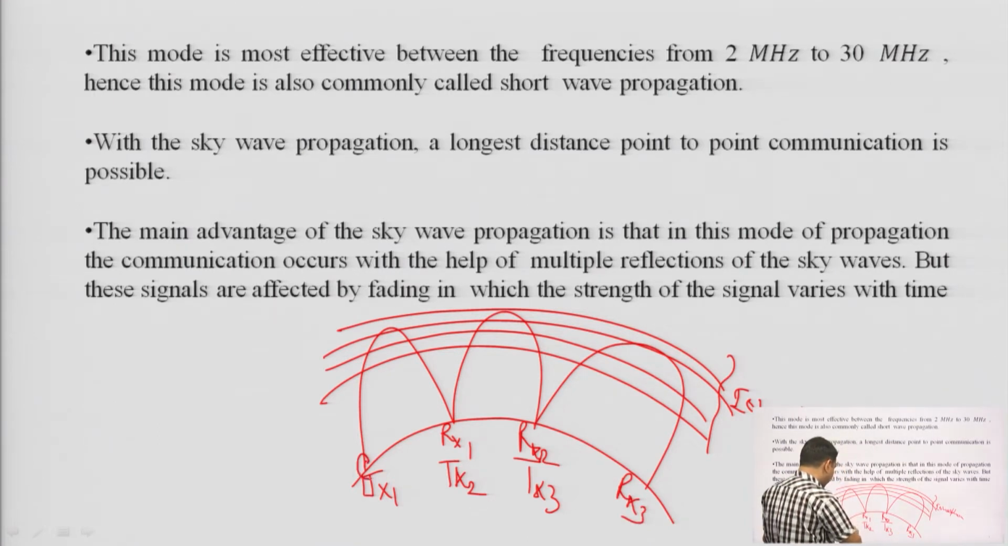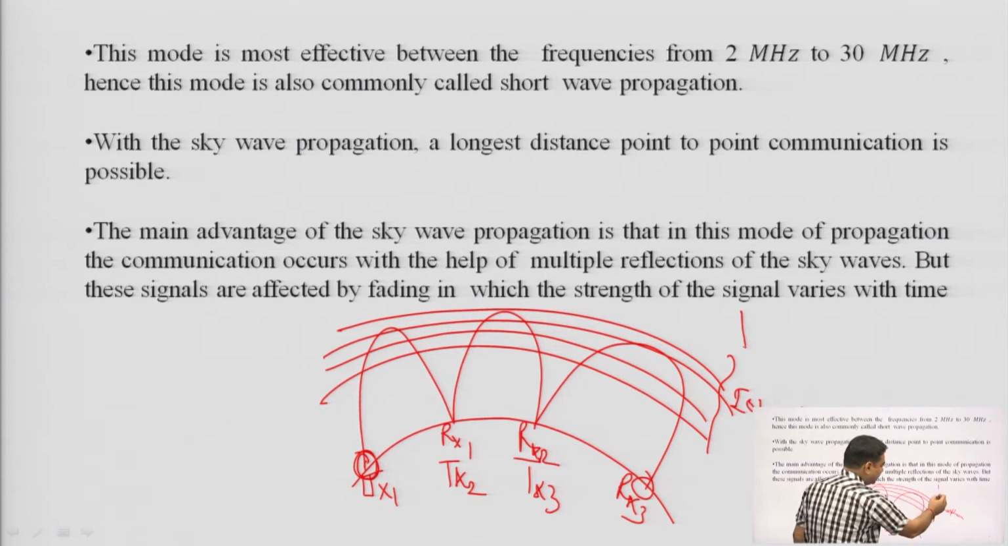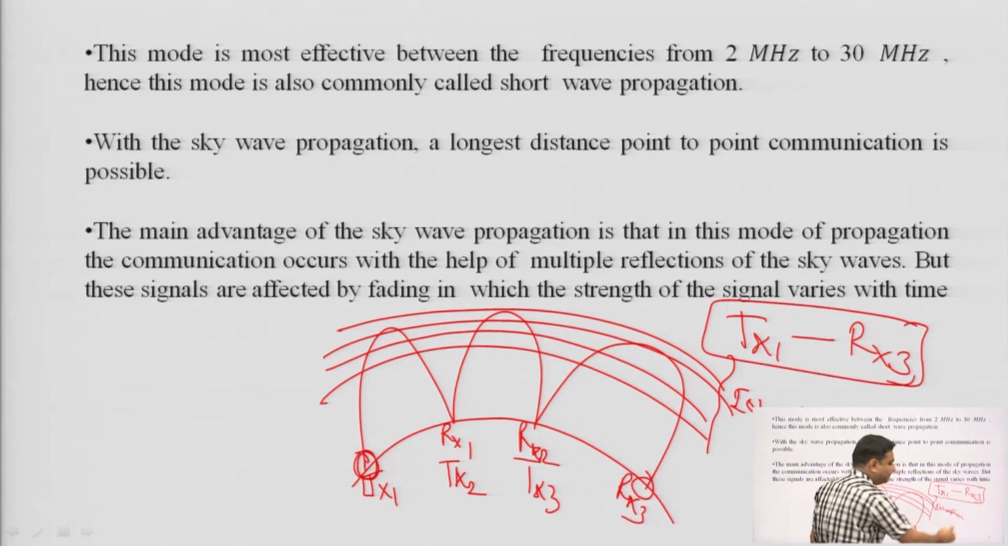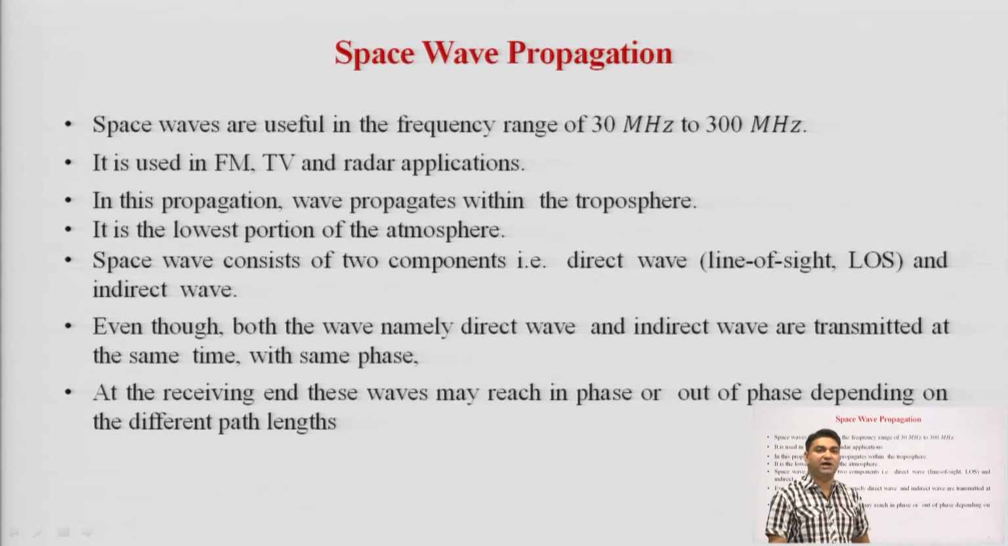So, starting from this to this means the communication link between Tx1 to Rx3, it is possible only with the help of skywave propagation or ionospheric propagation. So, simply this longest distance communication is possible only with the help of skywave propagation and ionospheric propagation. Next is space wave propagation.